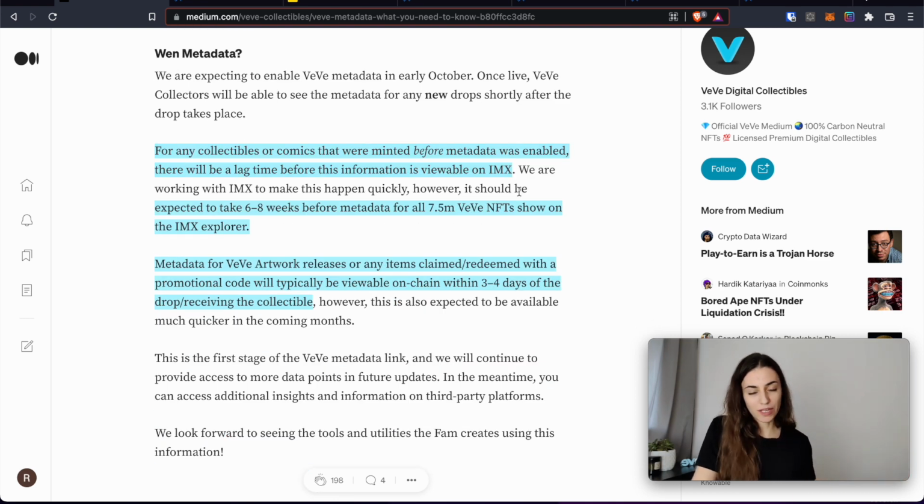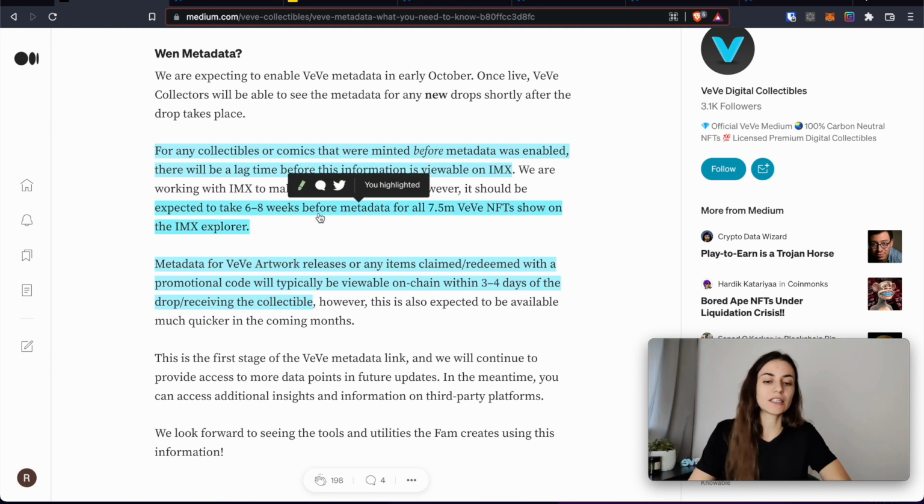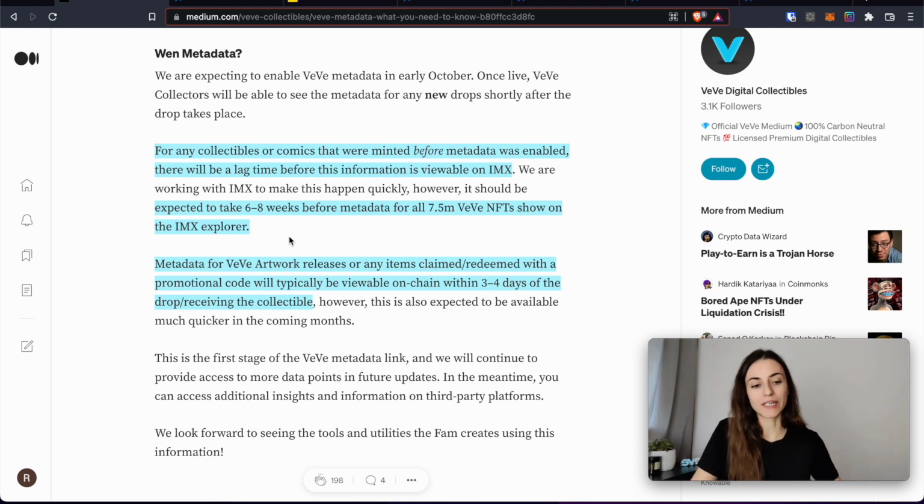Another important thing is that we don't have all the metadata available right now. They started this Monday updating the metadata for all the collectibles that are newly minted, and for all the older collectibles, all our collectibles that have already been minted, they still have to backfill that data, and they estimate it to take up to 6 to 8 weeks. So I hope that by the end of the year, maybe beginning of December, we will have all the NFTs with their metadata available.